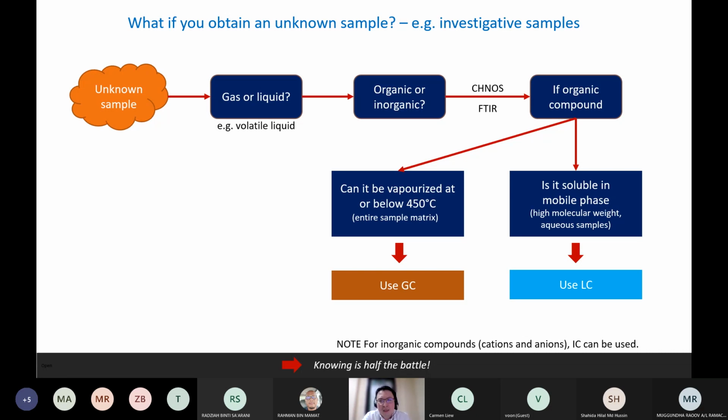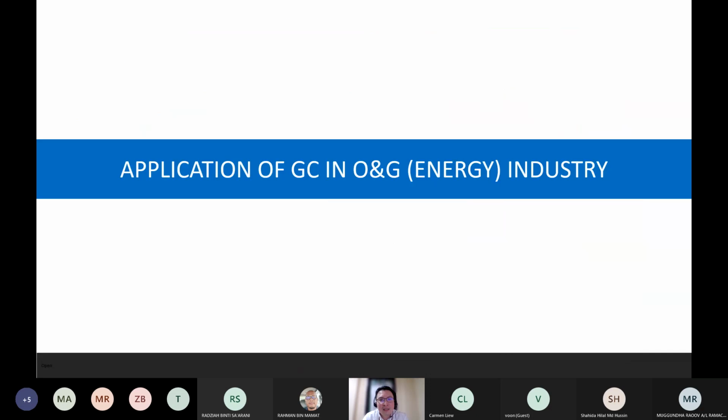But what if the compounds comprise really heavy, high molecular weight compounds? To a certain extent, they could be soluble in a particular mobile phase. Then an LC or HPLC can be used. But there is also another form of chromatography, which is what we call ion chromatography. That is mainly reserved for inorganic compounds, where we want to separate or identify specific cations and anions in the sample. Can I have the next slide, please?